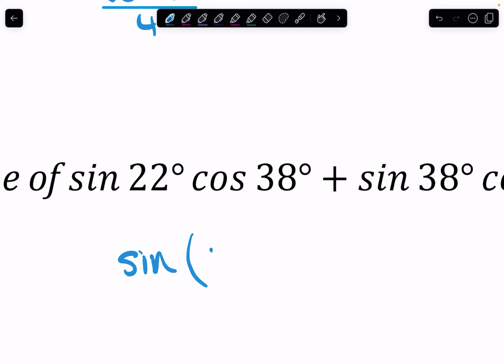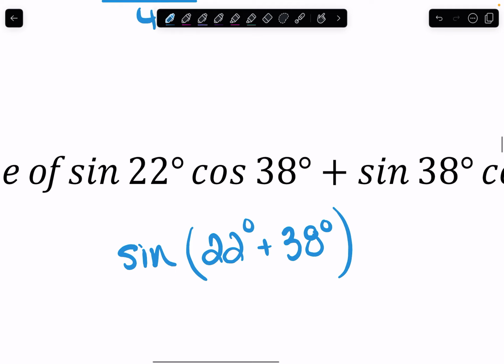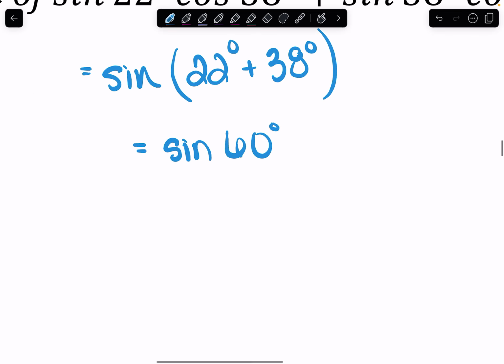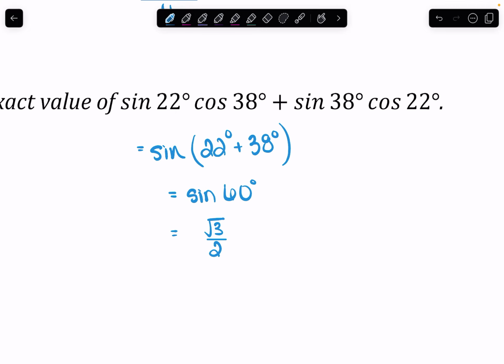So sine keeps the sine, 22 degrees plus 38 degrees. 22 plus 38 is 60. I'm not very good with the degrees, I like my radians. Sine of 60 is the same as pi thirds. The sine value of pi thirds is square root of 3 over 2. So we can use those composites backwards.